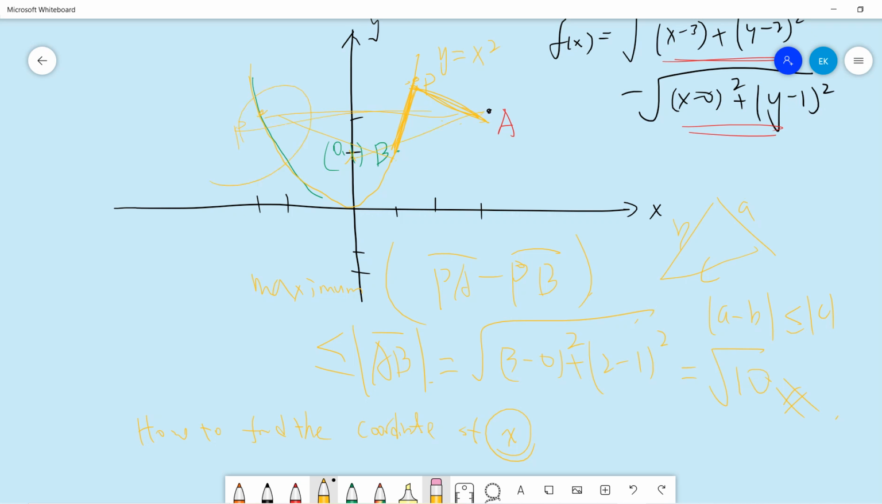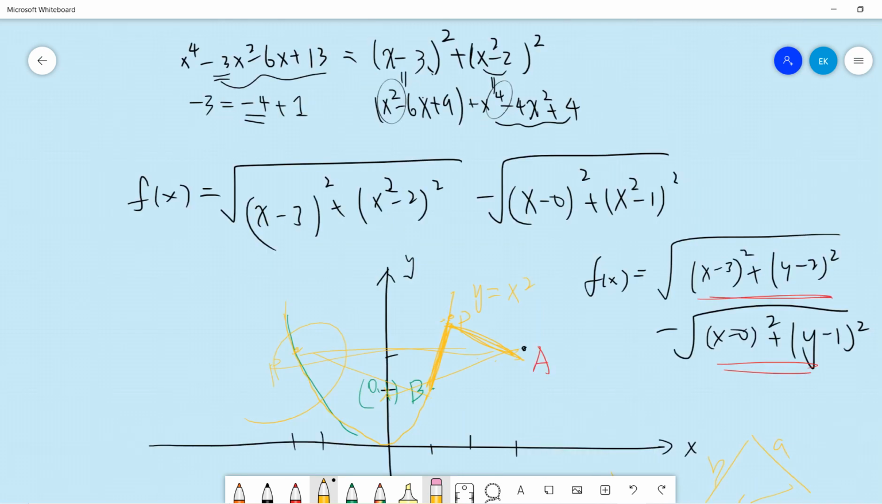You can set up a line equation and intersect it with this parabola, and you get the point. But I think finding the coordinate of x is a trivial question, so I leave it as an exercise for you guys, just for fun. So the answer will be the square root of 10.